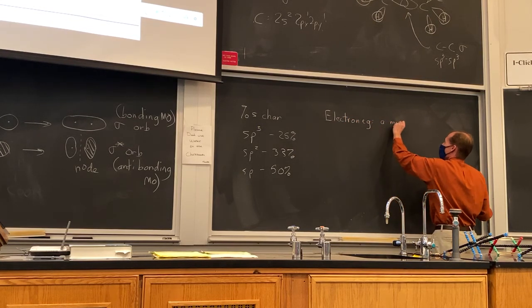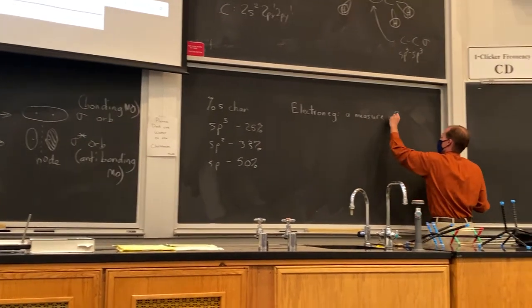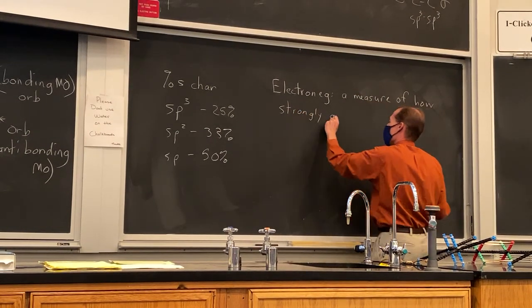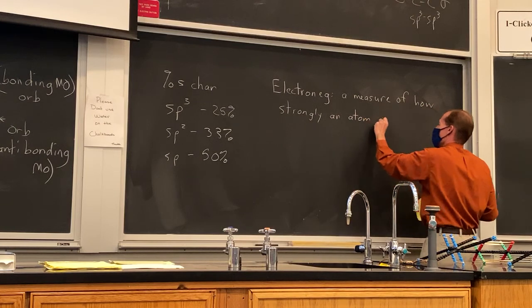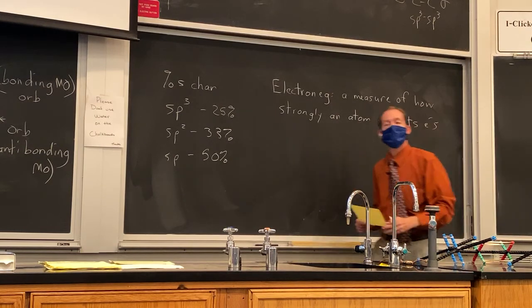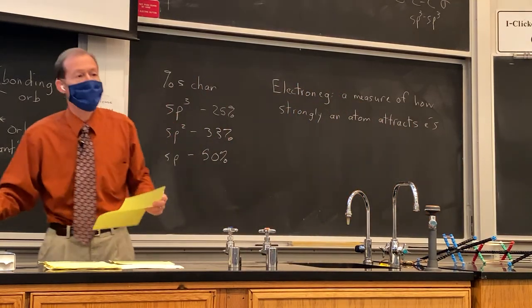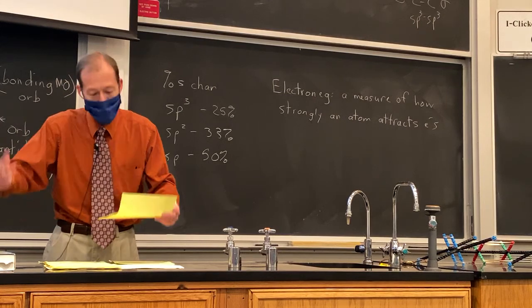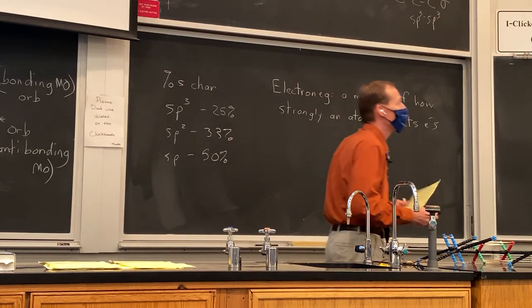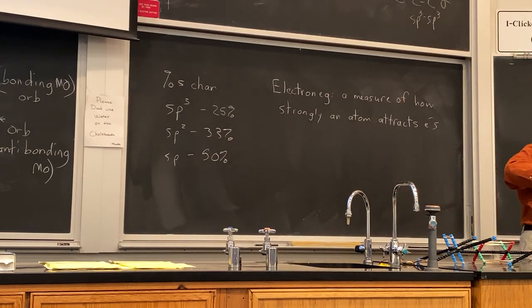Electronegativity, a measure of how strongly an atom attracts electrons. What happens to electronegativity as we go across the periodic table? Increase or decrease? Increase, right? We're adding protons, we're adding electrons, so we have a stronger attractive force. Okay? What happens to electronegativity as we go down the periodic table? Decreases, right? We're adding energy levels. Those outer electrons are further away from the nucleus. They're not attracted as strongly. So you understand the trends.